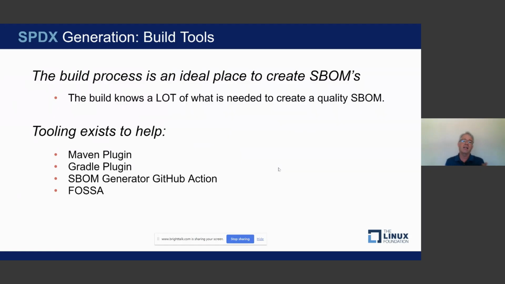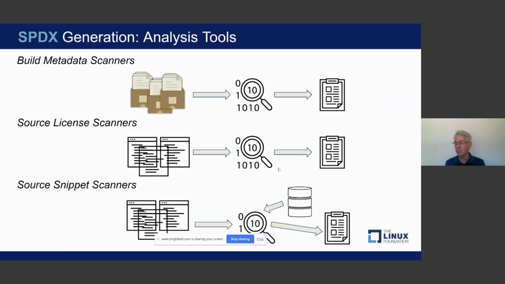But a lot of times people run into situations where they don't have access to the build environment. You're getting software delivered to you. So you need to be able to generate the SBOMs through some type of analysis. On the analysis tools, I break them into three different categories. There are analyzers that work off of the build metadata. So these would be like the Gradle files or the POM files or the package files that describe the dependencies.